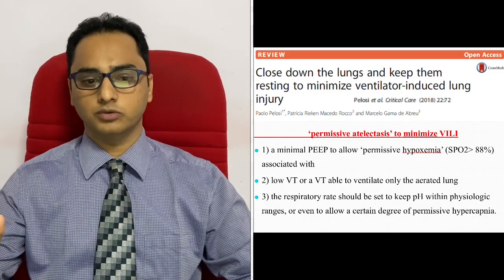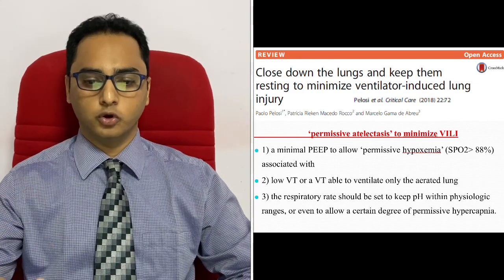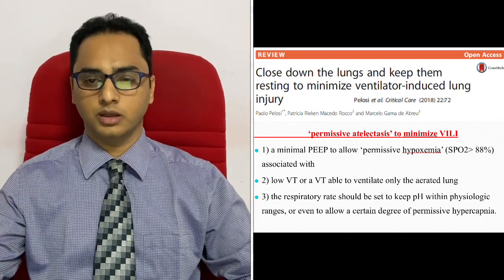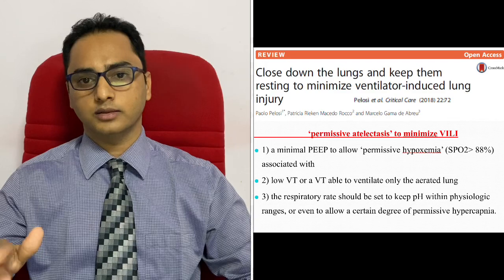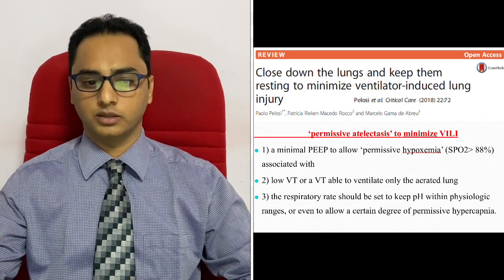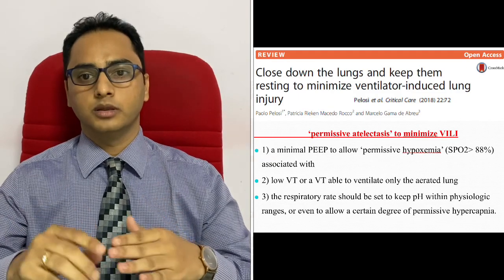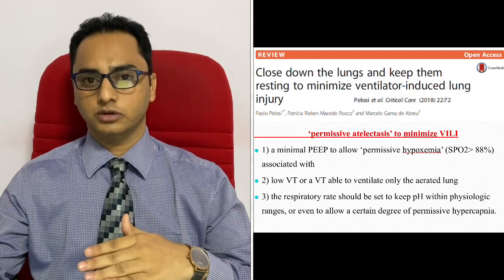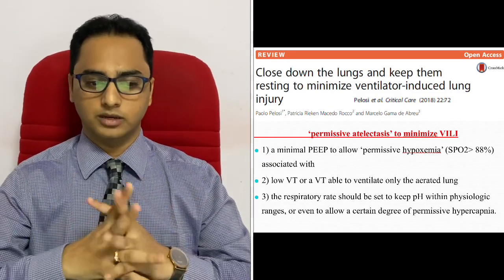How do we have to achieve this? A minimal PEEP to allow permissive hypoxemia. Our target in ARDS oxygenation criteria is more than 88%. We don't want more than that initially. So give the PEEP just to maintain the oxygen saturation, SpO2 more than 88%.